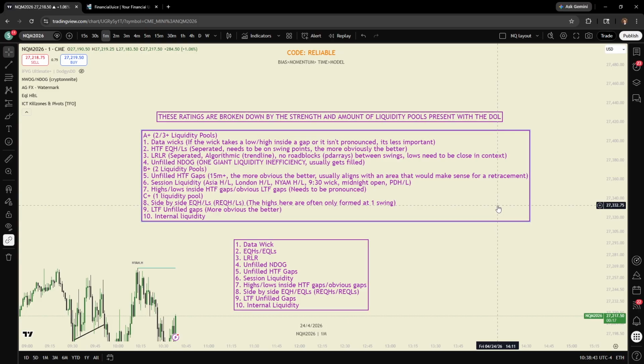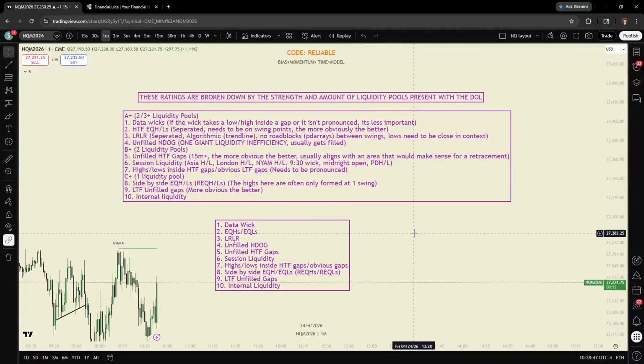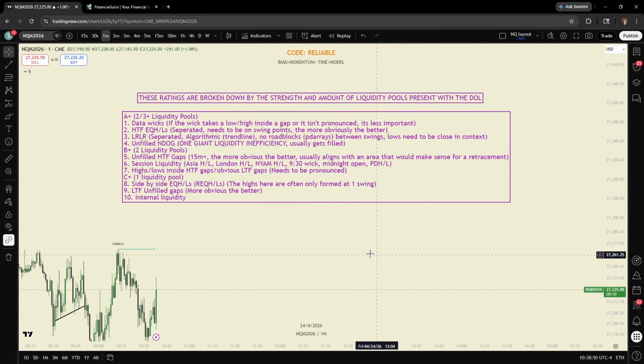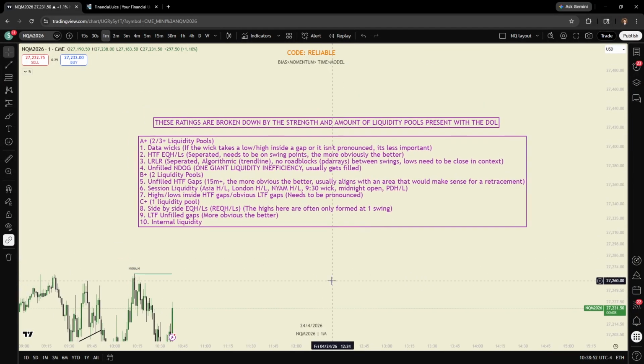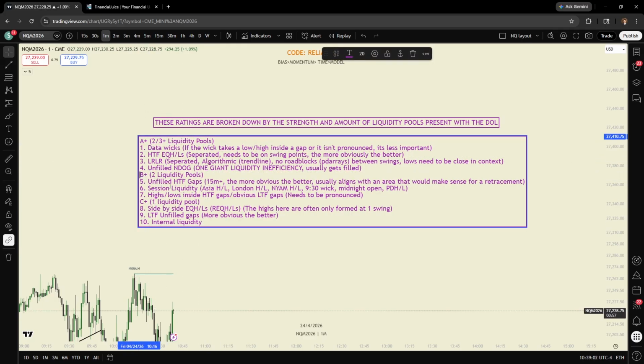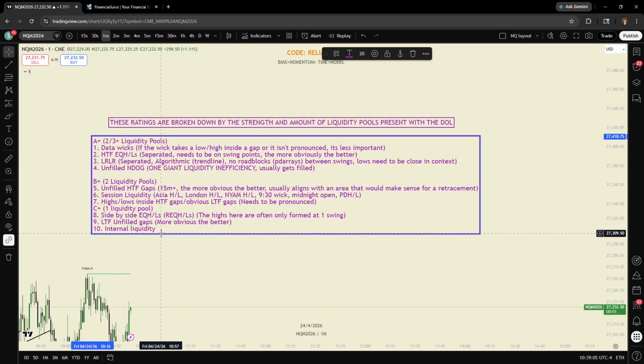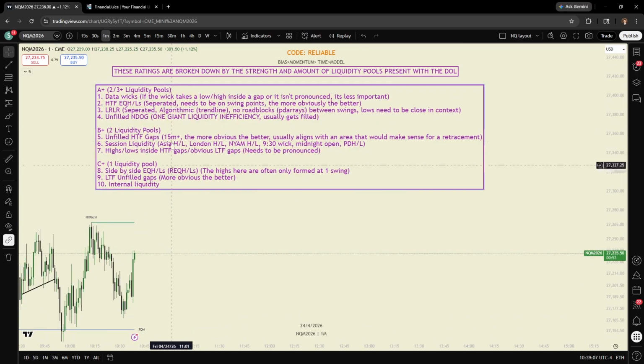So this is kind of the gist. By the way, we're getting a random news scandal here. I don't know what that's about. But this is basically the gist of my understanding of liquidity, kind of how I break it down. Essentially, the better the draw on liquidity, the more liquidity pools that are present in the same area, the fewer confluences I have to have in order to have a high probability play. So that's how you use it to your advantage when trading.